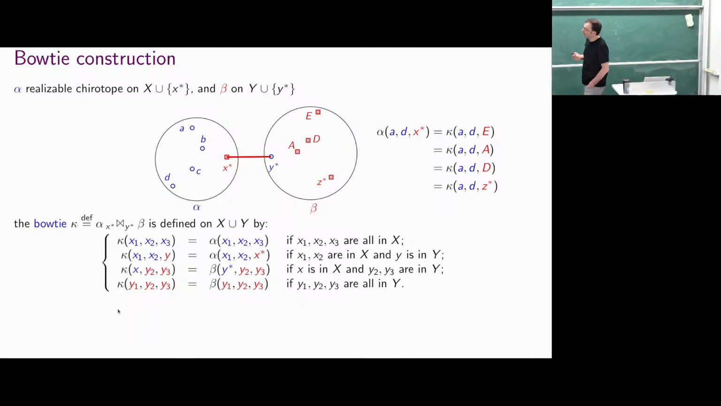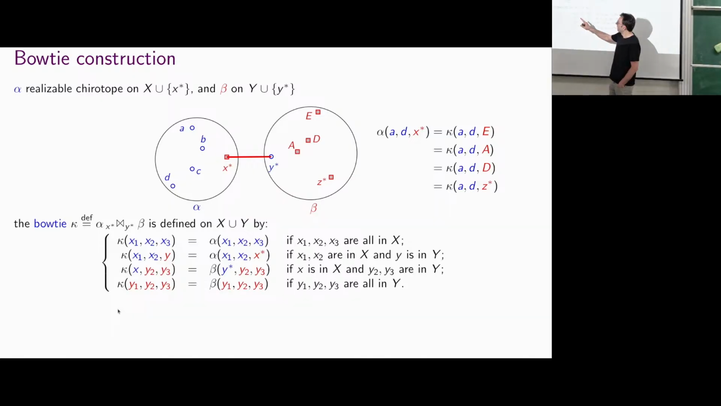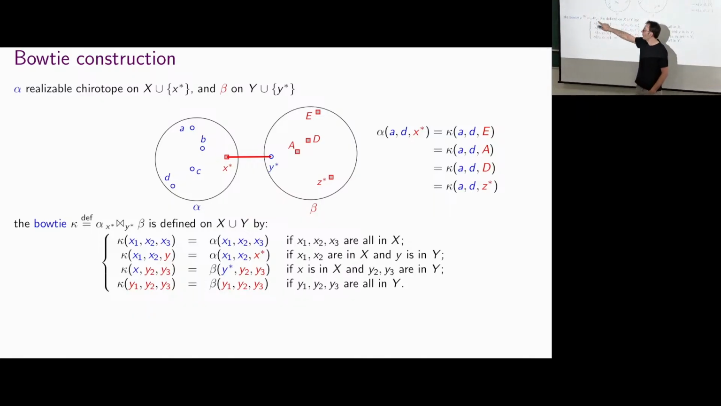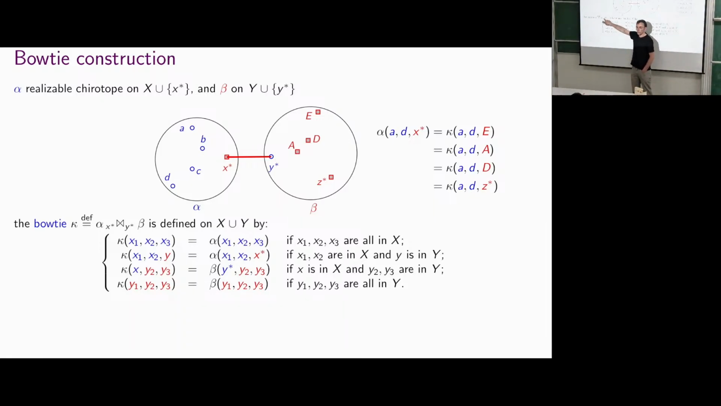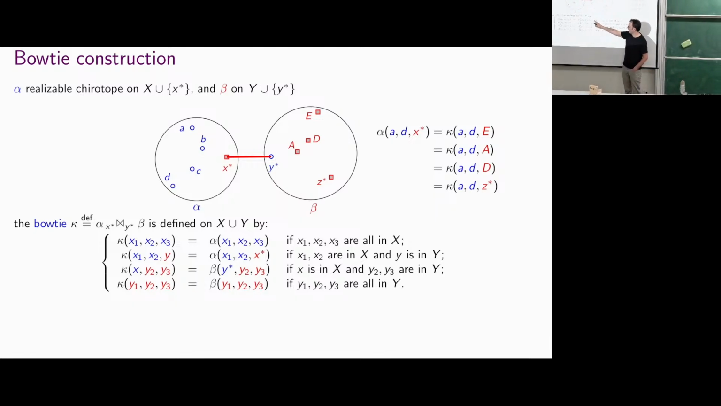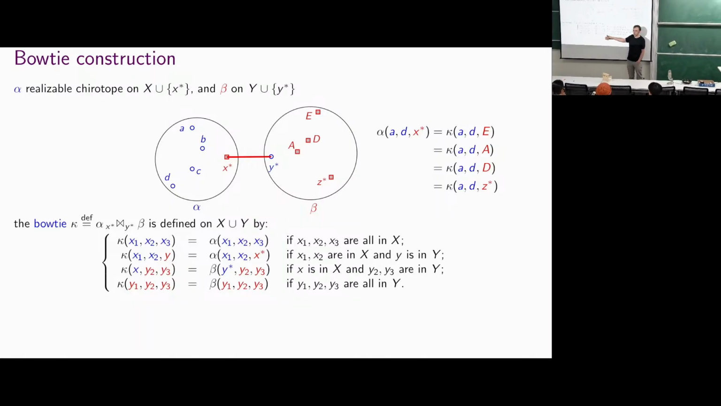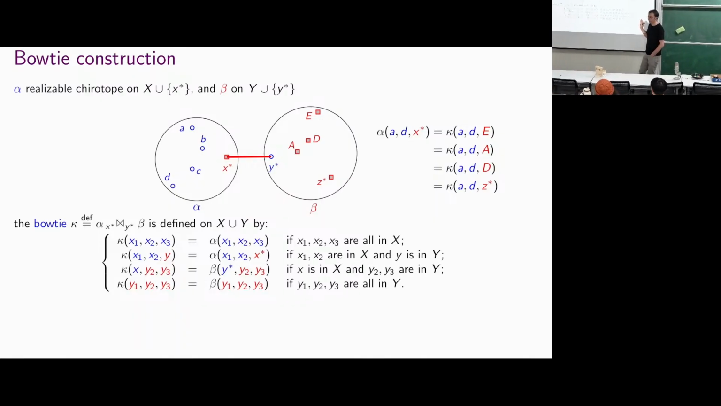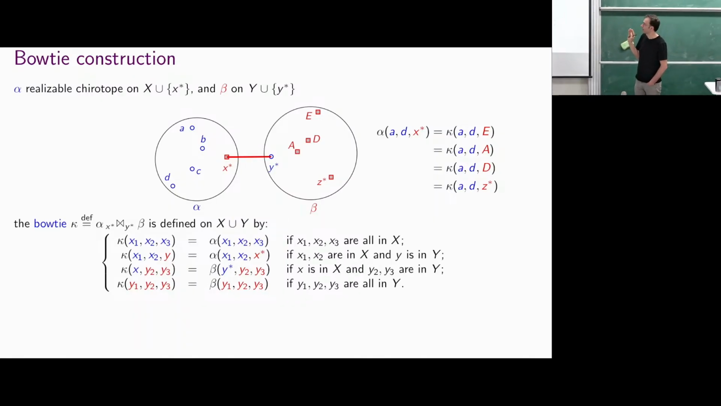So kappa is the function I'm building out of assembling alpha and beta, using in alpha x star as a substitute for beta, and in beta y star as a substitute for the point of alpha. And so if you give me 3 points from the x side, I just apply alpha. If you give me 3 points from the y side, I apply beta. Otherwise, you're splitting 3, 2. So I go to the side where there are 2, and I use a substitute for the third point. Does that definition make sense?